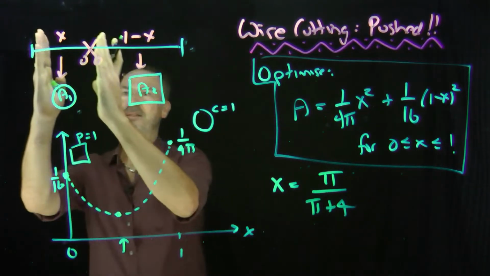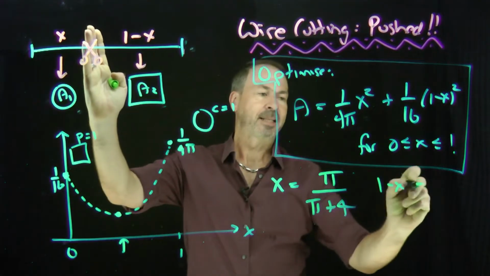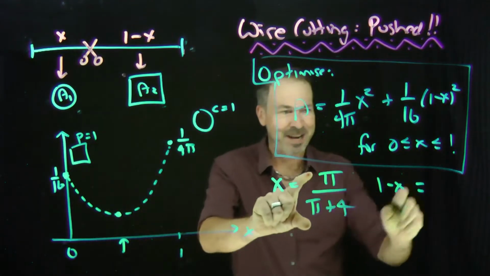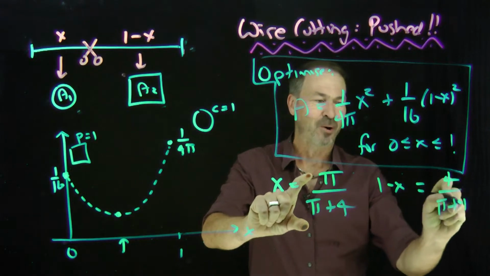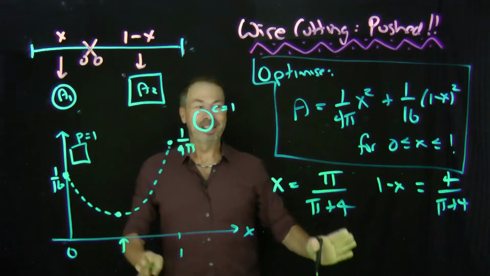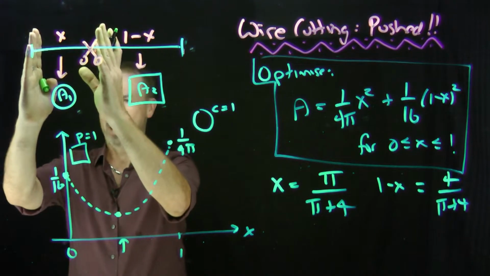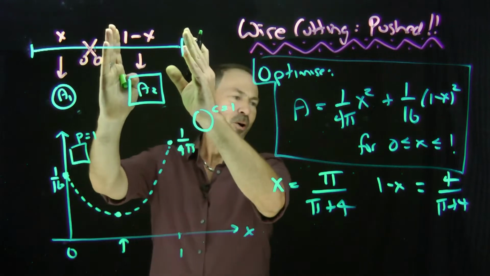All right, so that's the length of this part of the wire. Now the rest of the wire, 1 minus x, that gets me up to 1, will have to be, and I can see right now, it has to be 4 over pi plus 4. So if I add that and that, it gives me 1. Great, so that tells me where to chop the wire. Chop the left piece at pi over pi plus 4, and the right piece at 4 over pi plus 4.